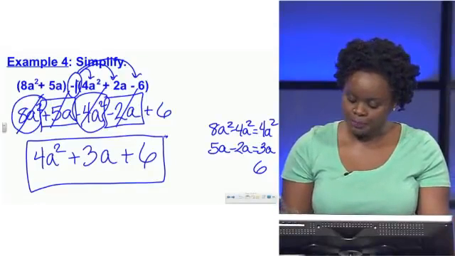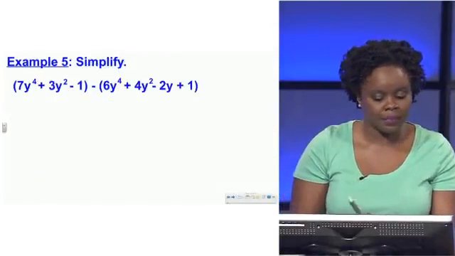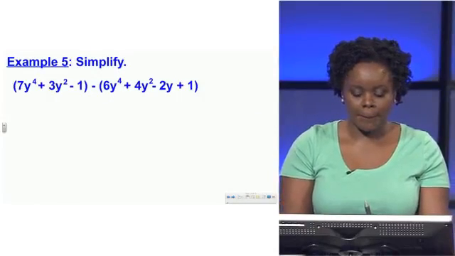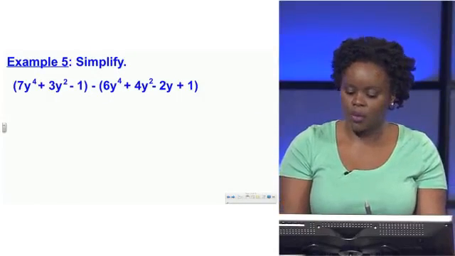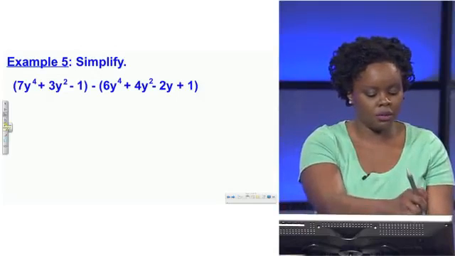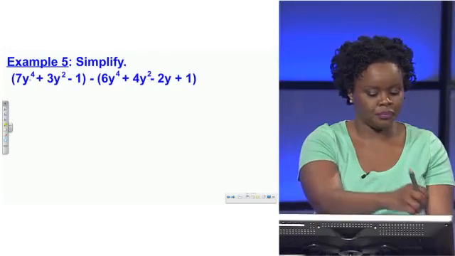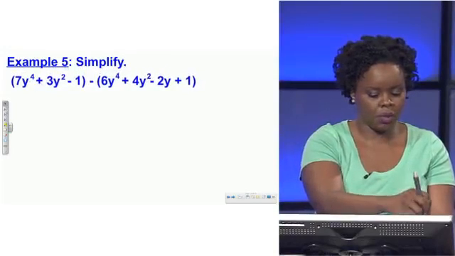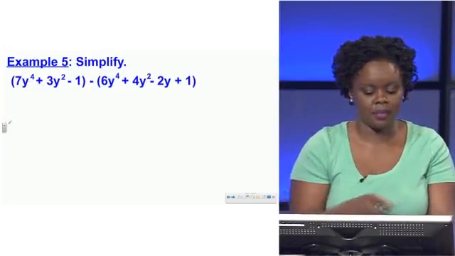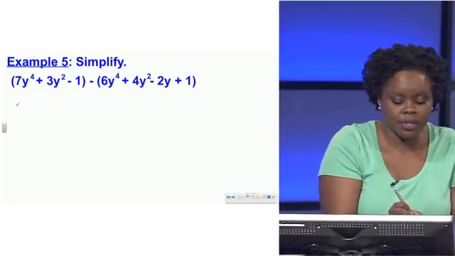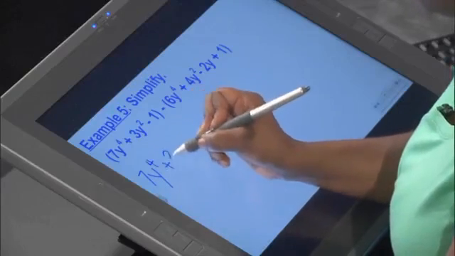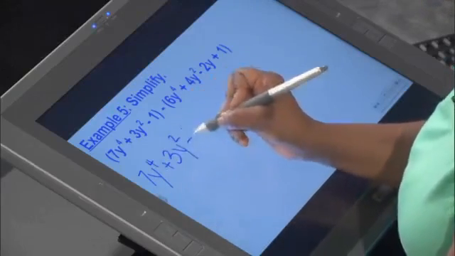All right, let's try another one. 7y to the 4th plus 3y squared minus 1 minus 6y to the 4th plus 4y squared minus 2y plus 1. So step 1, rewrite the problem. And because we are subtracting, keep in mind, we're going to have to use the distributive property for the second set. But for the first set, just break it out of parentheses. So 7y to the 4th plus 3y squared minus 1.